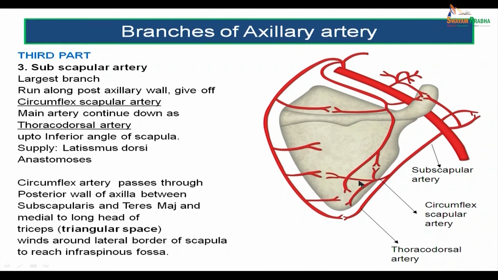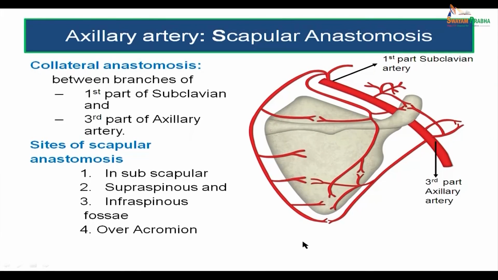Now, the circumflex scapular artery is an important blood vessel. It passes between the subscapularis muscle and the teres major muscle, and all the time it is medial to the long head of triceps. In this location, it is in the area called the triangular space. It winds around the lateral border of the scapula and reaches the area called the infraspinous fossa.